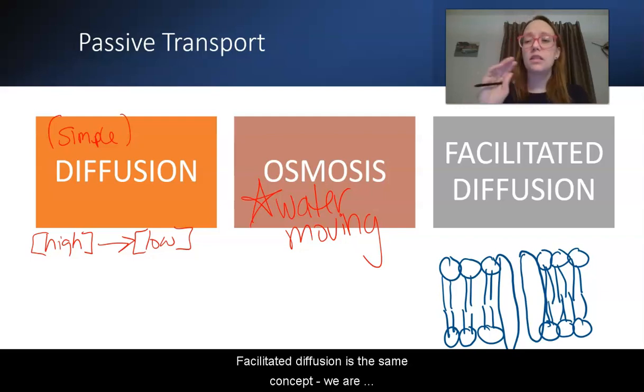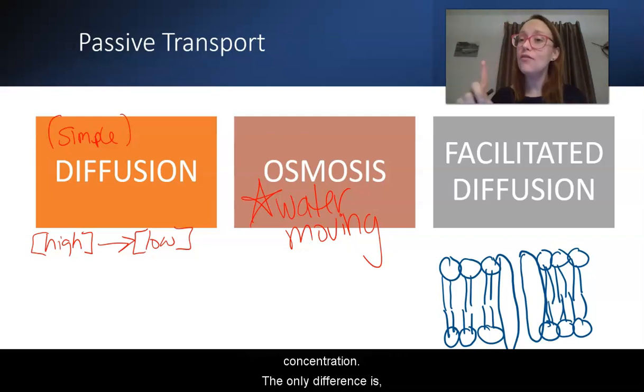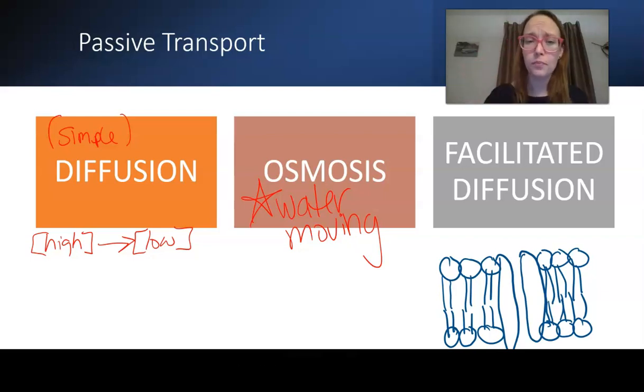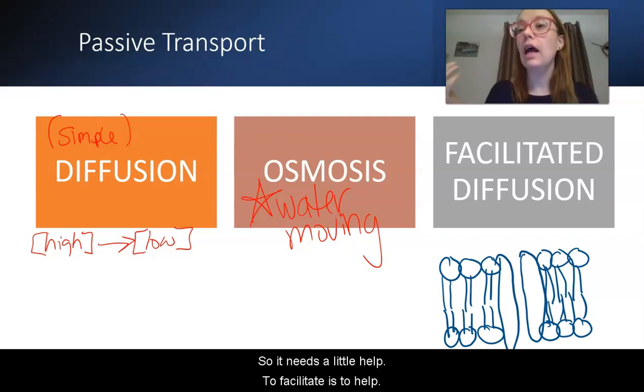Facilitated diffusion is the same concept. We are moving molecules from high concentration to low concentration. The only difference is it's slightly bigger of a molecule, so it needs a little help. To facilitate is to help, right?